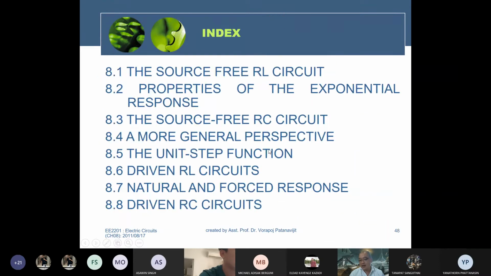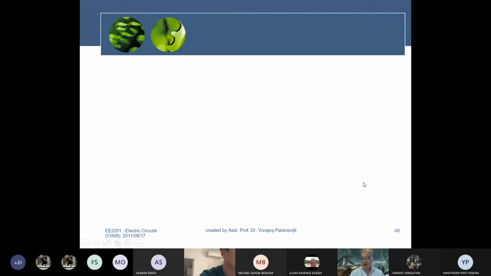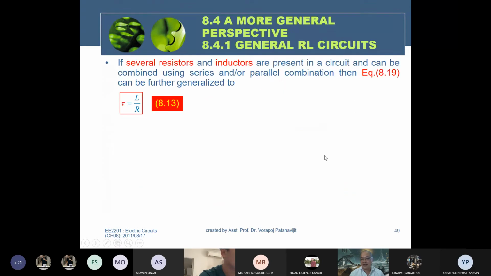This is the complete and overall solution of this question. The next topic discusses a more general perspective. A more general perspective means if there are several resistors and inductors present in the circuit and they can be combined using series and or parallel combination, then we can formulate them into equation 19 here.